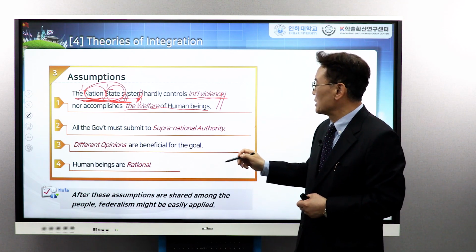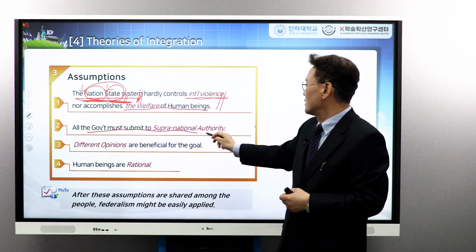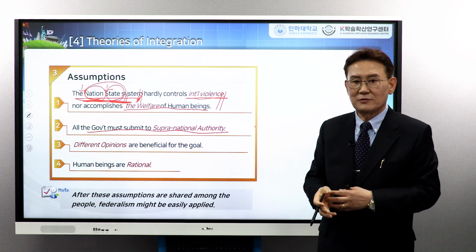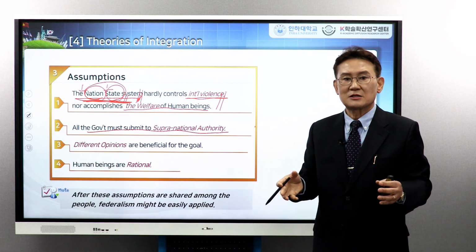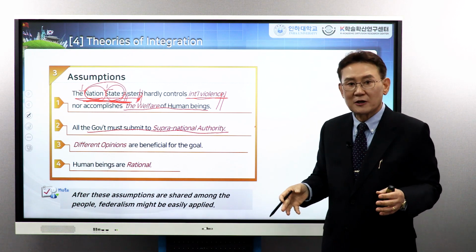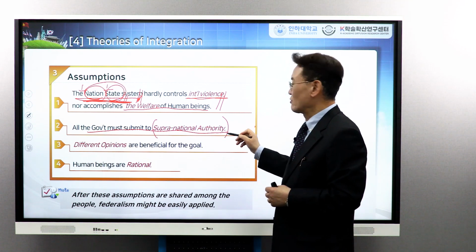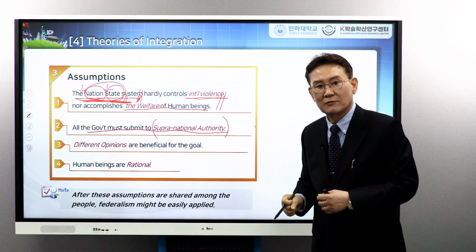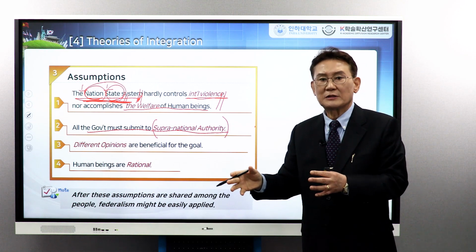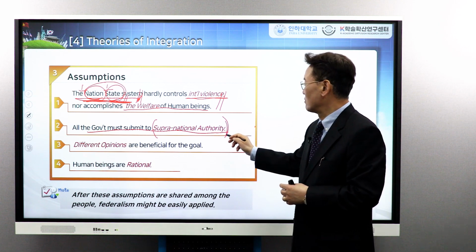The second assumption is that all the governments must submit to a supranational authority. I told you about the American system. There are 50 state governments, and they submit to a supranational authority, the federal government in Washington, D.C. They yield certain areas of responsibilities to the federal government.